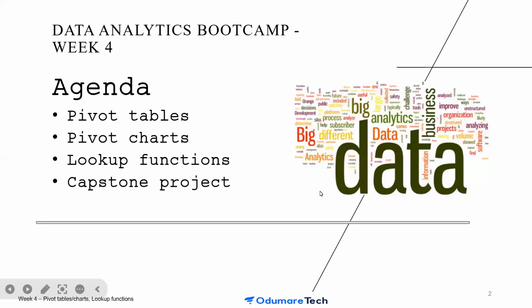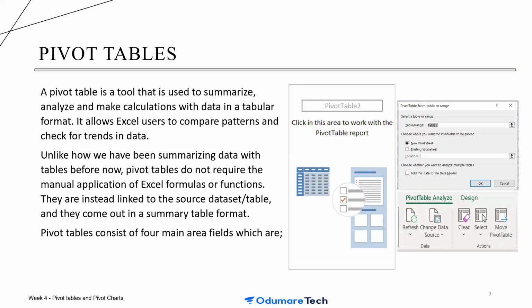Functions. And the lookup functions. Now, pivot table. A pivot table is a tool that is used to summarize, analyze, and make calculations with data in tabular format. It allows Excel users to compare patterns and check for trends in data.